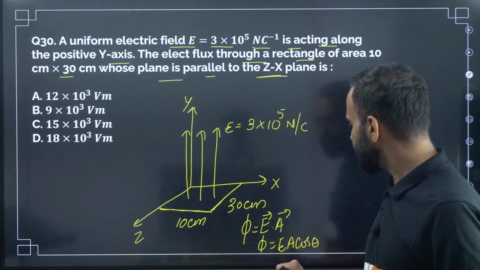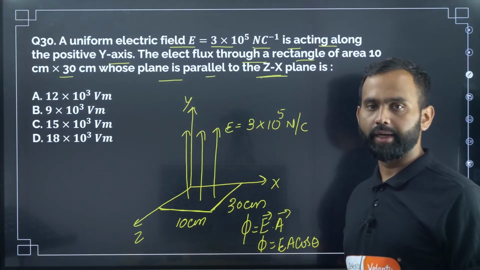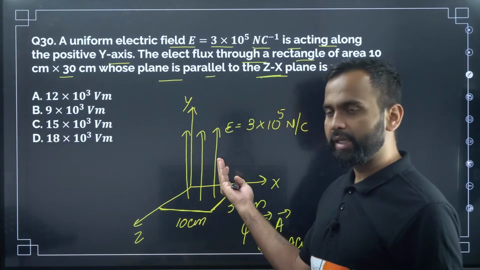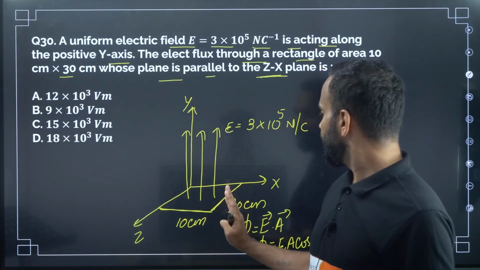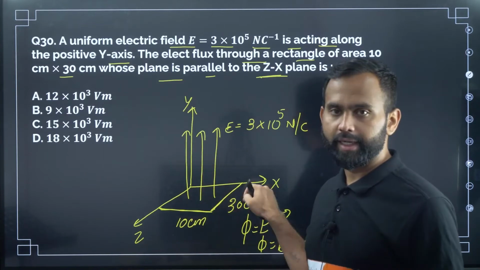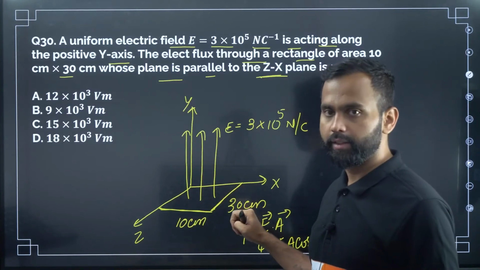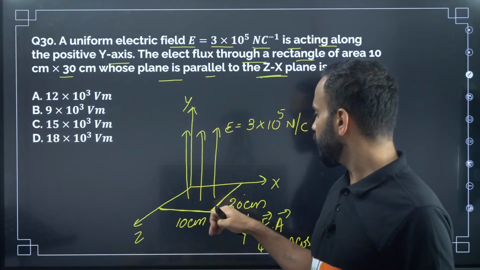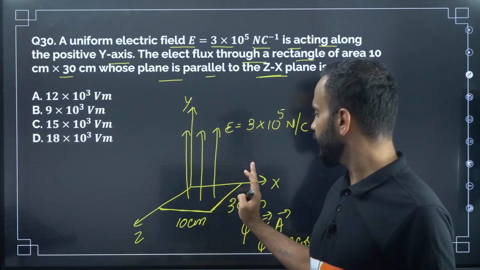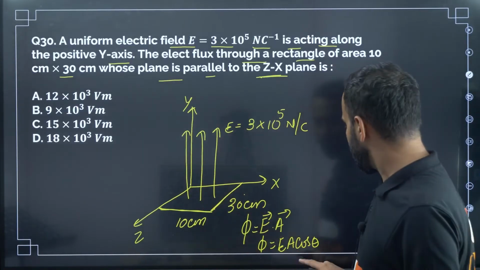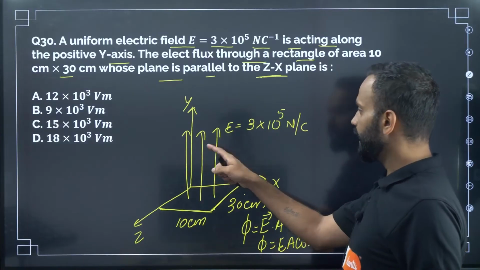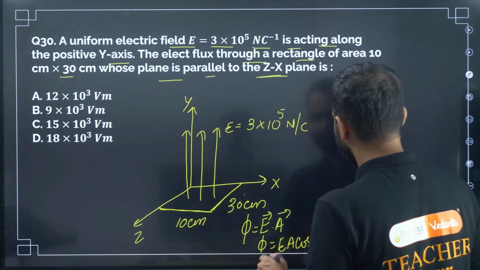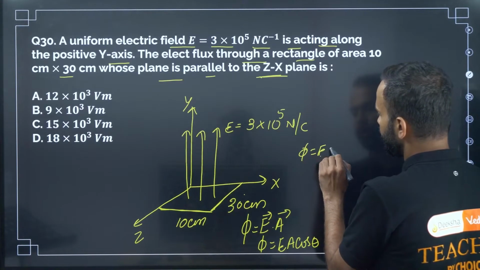So what is the angle between the electric field vector and area vector? It's 0 degree, right? Why is it 0 degree? Because the direction of A is the same as the direction of E. E is perpendicular to this rectangular plane, and the direction of A is also perpendicular to the rectangular plane. So theta is 0 degree, both are parallel, so phi equal to E into A.